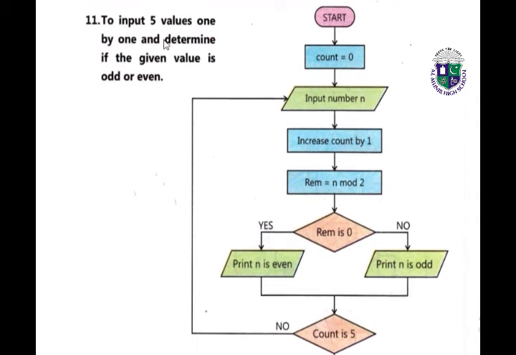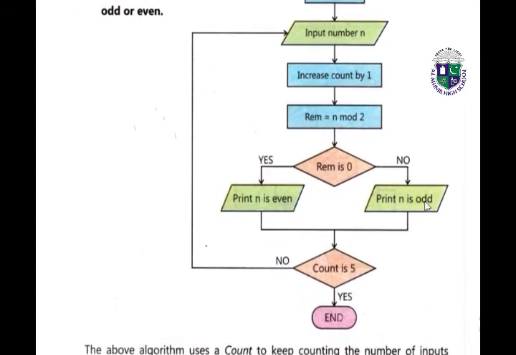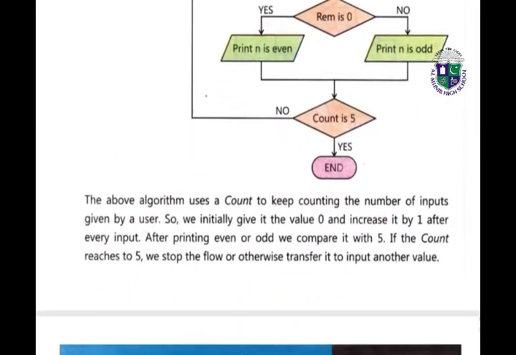For question number 11, to print 5 values one by one and determine if the given value is odd or even. So if you want to run this flow chart again and again, here we have the decision making symbol. If no, then print is odd. If yes, then print is even. If your 5 numbers are not yet completed, then it will go again to the input number. So here we can give the input number up to 5 times. So we can also draw such kinds of flowcharts in which we can repeat all our processing.